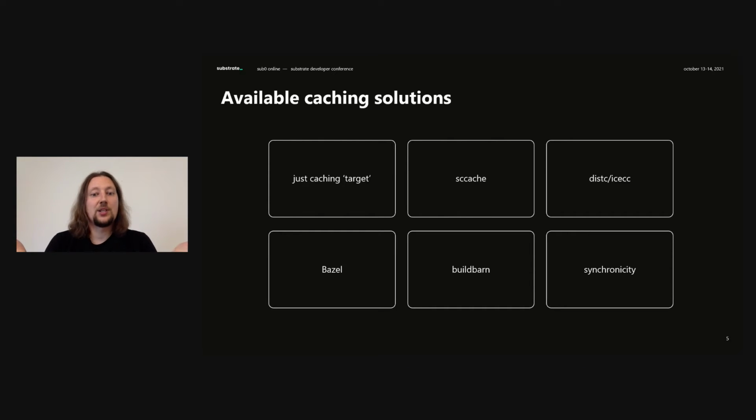BuildBarn is a nice caching infrastructure, which is mostly just that, caching infrastructure. And if we are going to build a thing, we might just borrow some ideas and build it our own. It is not exactly the primitive we want to build.